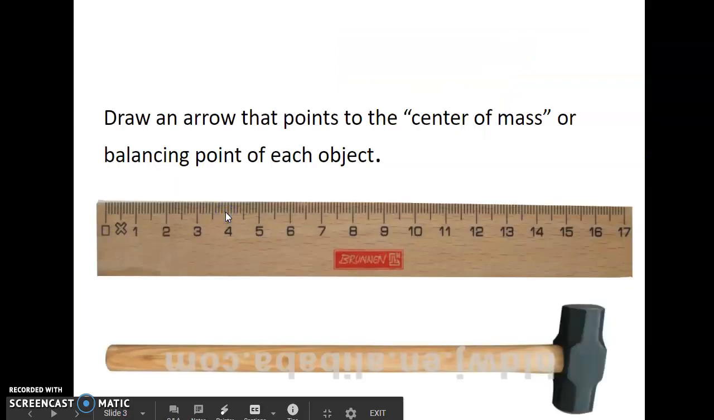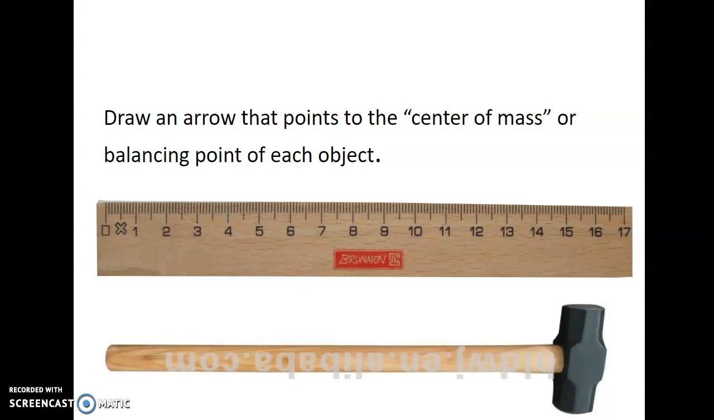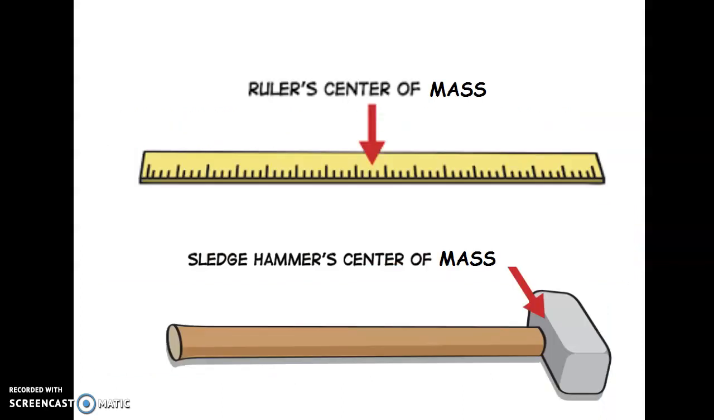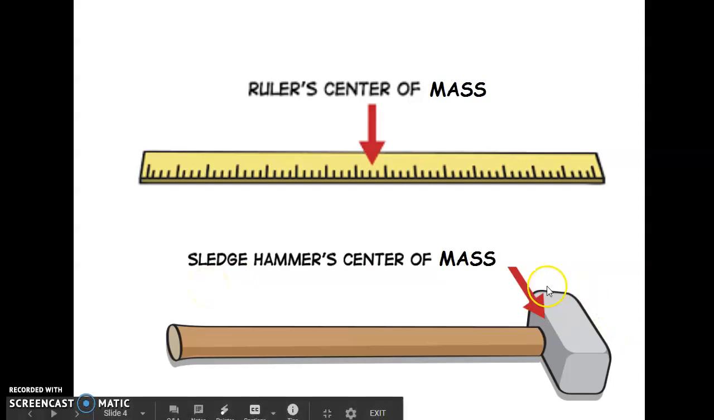So, before you begin, on your guided notes, draw an arrow that points to the center of mass or balancing point of each object. Take about 3 or 4 seconds to do this. Okay, so the center of mass that I determined for the ruler was right in the middle. And then the center of mass for the sledgehammer was more towards this side, kind of where the hammerhead actually is.